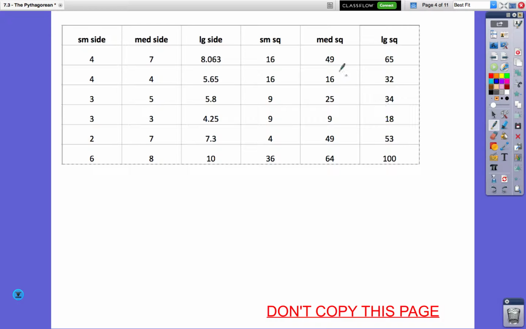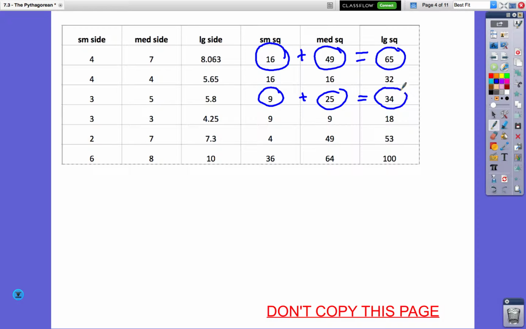That if we looked at the area of the small square for any given proposed blueprint and the area of the medium square, that if you added those two together, it turns out they were always equal to the area of the large square. 16 plus 49 does equal 65. So I'd take a look at this one. 9 plus 25 did equal 34. And it held true for all these. 36 plus 64 does turn out to be 100.